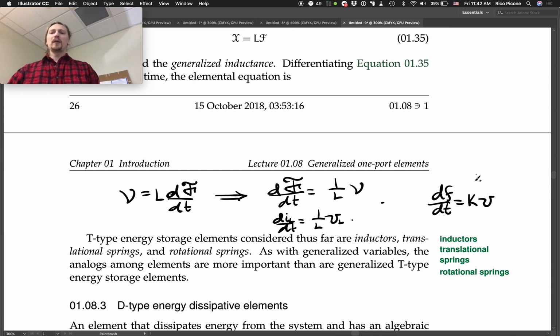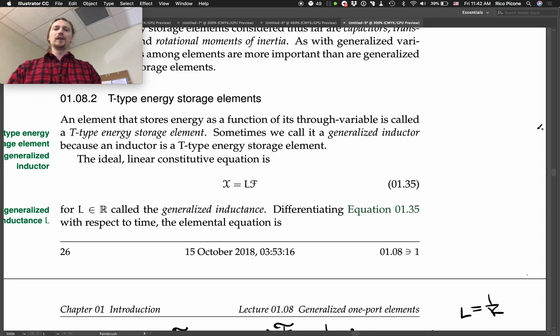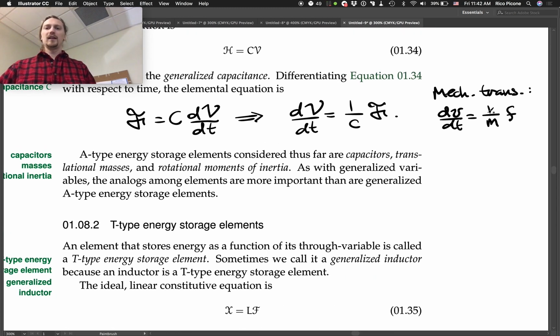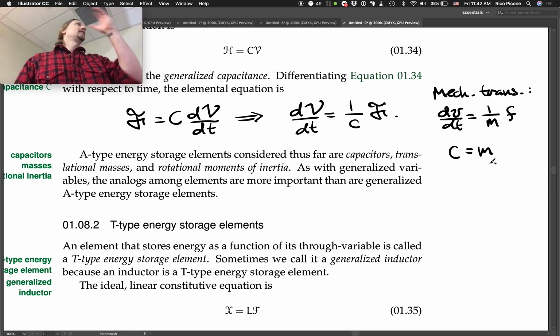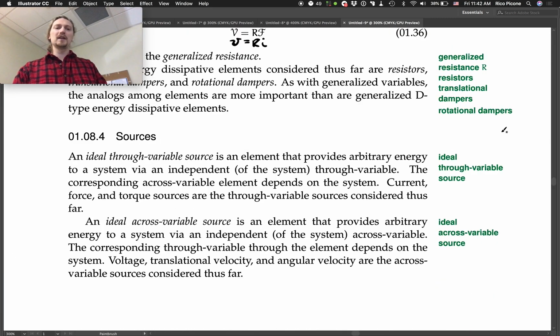L for a spring, you can look at this equation and say, oh, well, L for a spring must be 1 over K then, which is the case. And for up here, we said that this was the mechanical translational version, which means that C for a mechanical translational system is just the mass. So these analogies are the important thing that we're getting: this is an A type, this is a T type, this categorization, this is a D type.